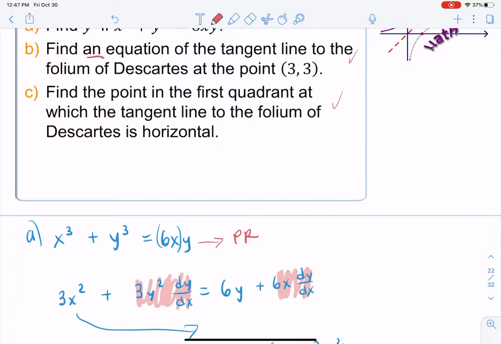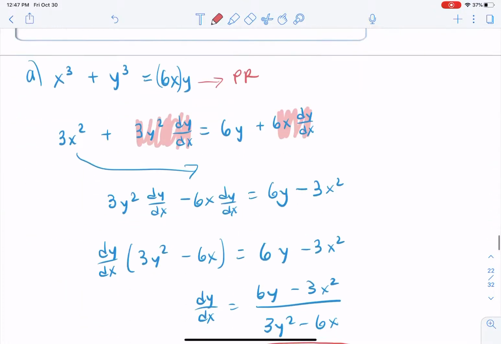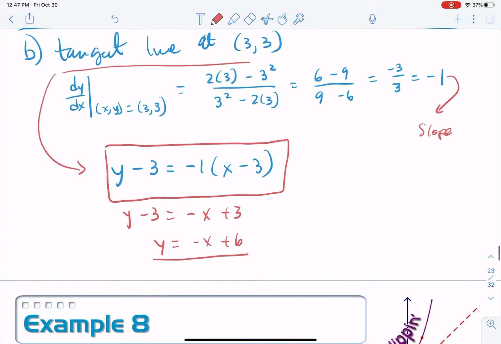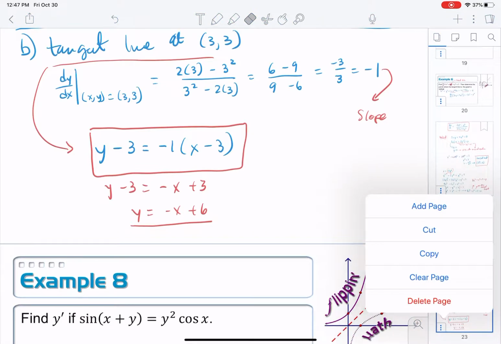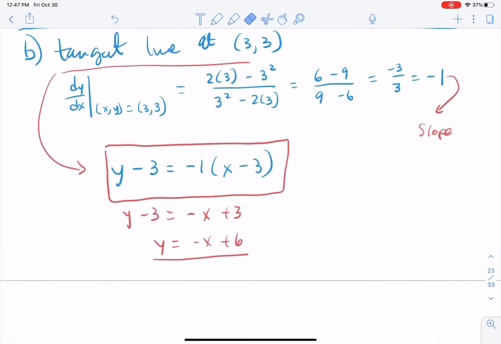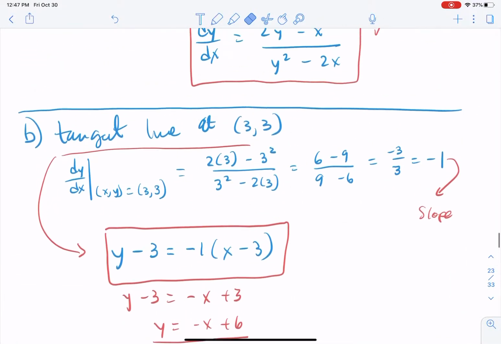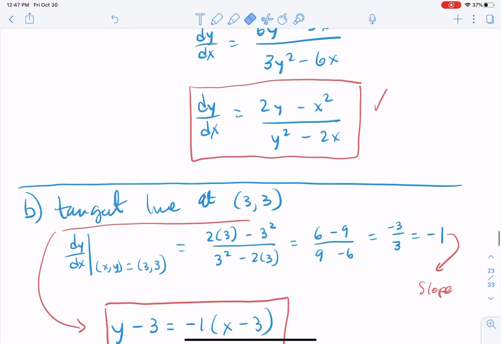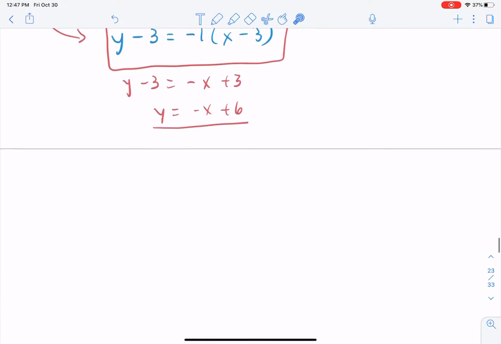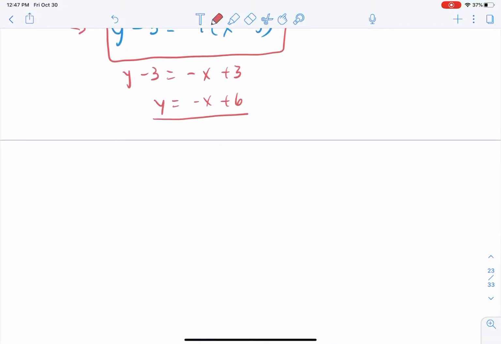All right, finally, C. Find the point in the first quadrant at which the tangent line is horizontal. That's what I'm trying to say. Okay, I'm going to need another page, as you can see. So I'm saying I needed a ream of paper for this one problem. How do I get horizontal tangent lines? The top equaling 0. So I need 2y minus x squared to be equal to 0.